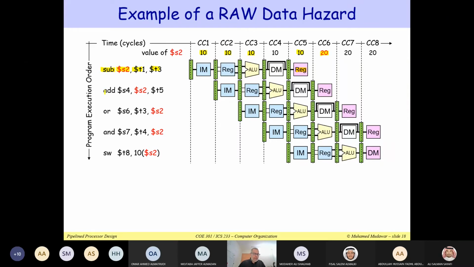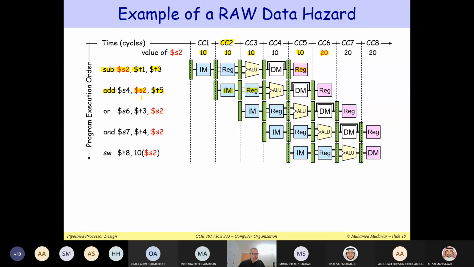Now, let us take a look at this add instruction. This add instruction wants to read S2. We fetch the instruction from the instruction memory at clock cycle number 2, and then it is going to read S2 and T5. It needs to read 2 registers, from the register file. There is no problem reading T5 because the subtract instruction did not compute a new value for T5.